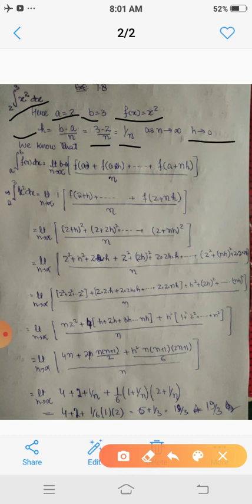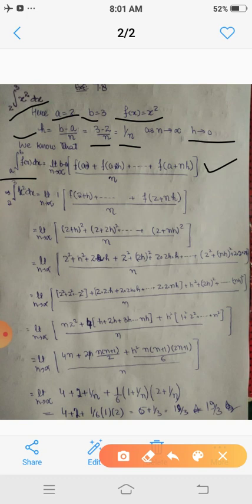We know that by definition the integral from a to b of f(x) dx equals the limit as n tends to infinity of (b minus a) by n, or h, into f of a plus h, f of a plus 2h, f of a plus 3h, and so on to f of a plus nh. Which implies that the integral from 2 to 3 of x square dx becomes the limit as n tends to infinity of (b minus a, which is 1) upon n into f of 2 plus h, and so on to f of 2 plus nh.